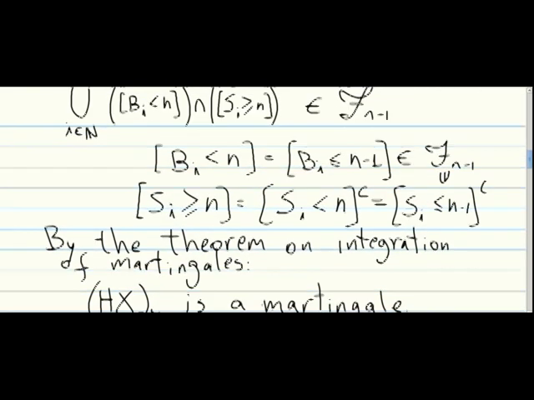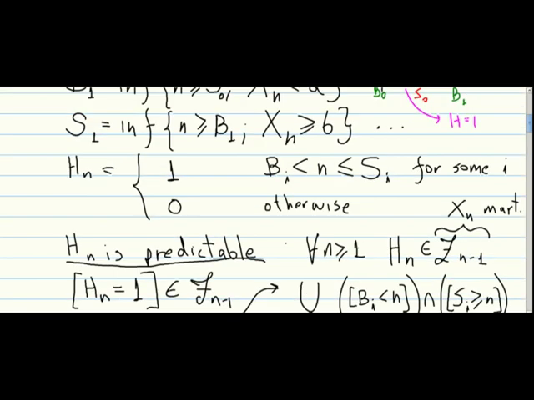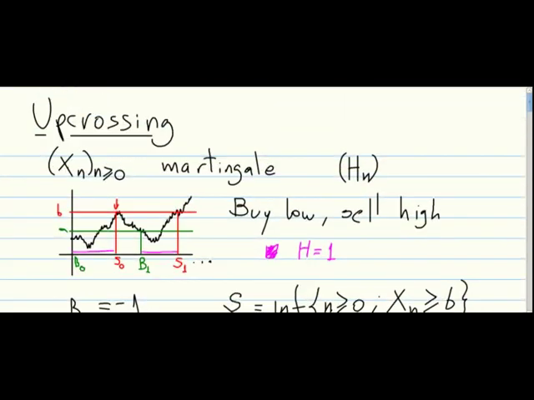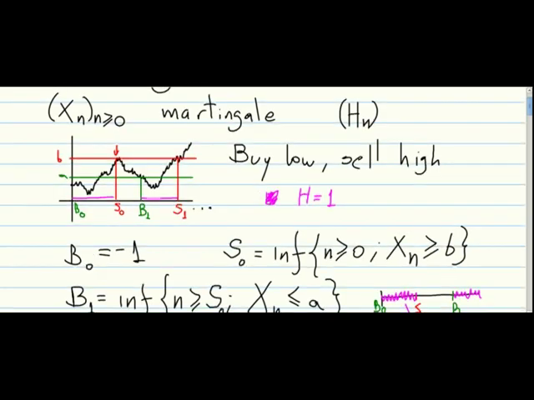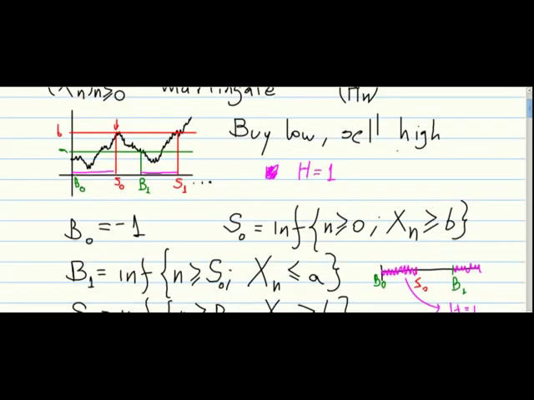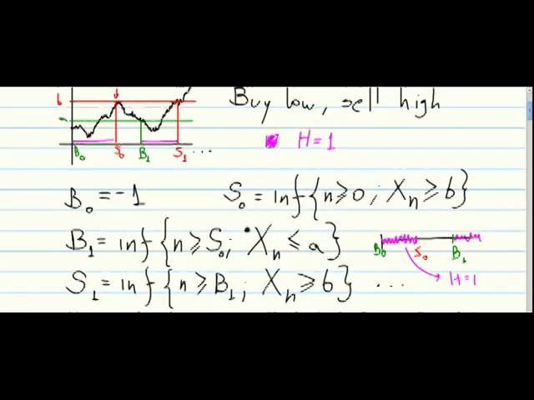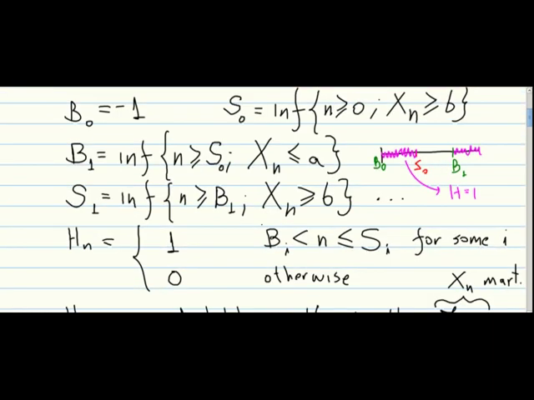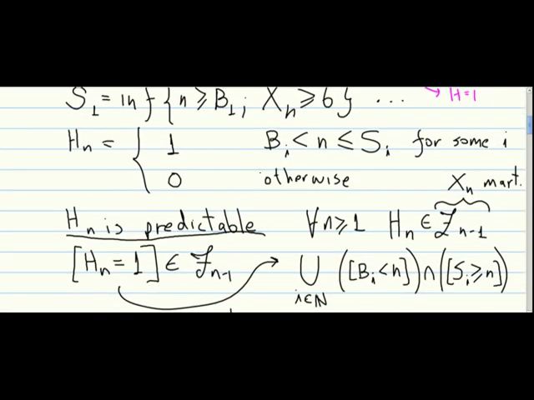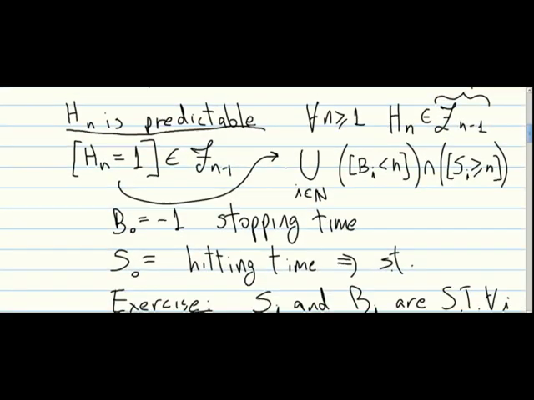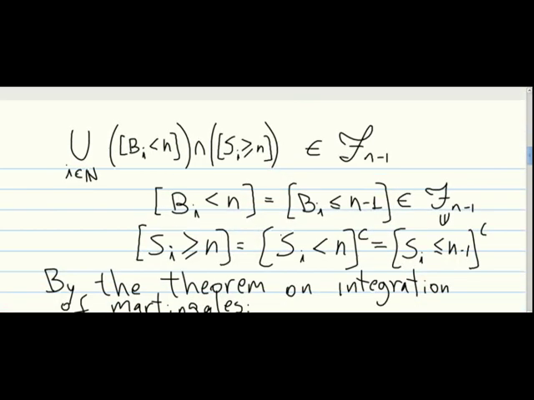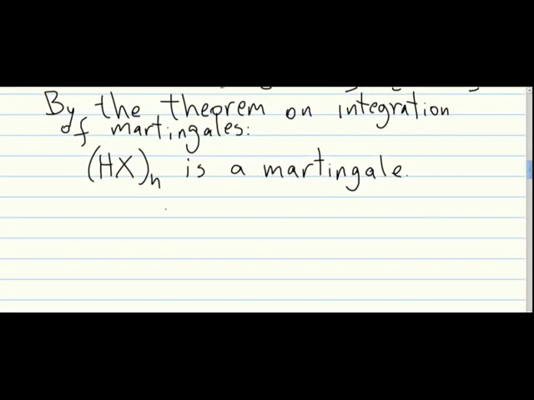Okay, so let's recap what we did. We started with a martingale. We decided that this strategy to buy low and sell high seemed like a smart strategy to make money. So we defined it rigorously, first through these stopping times and then defining H properly. We showed that H is a predictable process, so we are not trying to read the future before we decide to buy or sell X. And we obtained, by the last class theorem, that HX is a martingale.